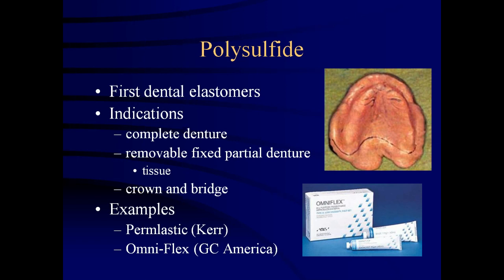Starting with the polysulfide. It is the first dental elastomer. Indications: it is used in complete dentures, removable and fixed partial dentures, and crown and bridge. Examples of the polysulfide are Permelastic by the Kerr Company and Omniflex by GC America.